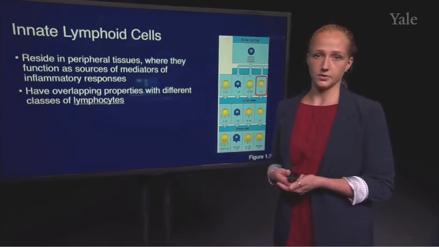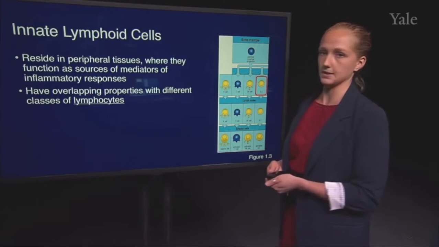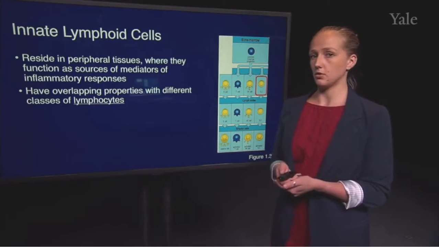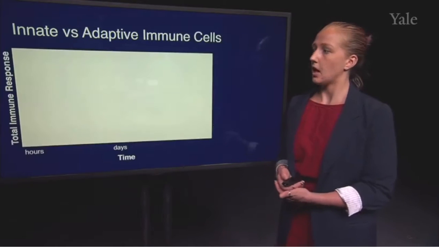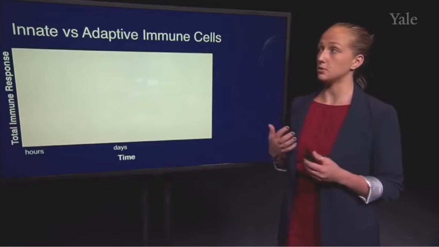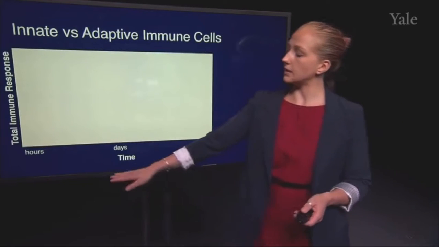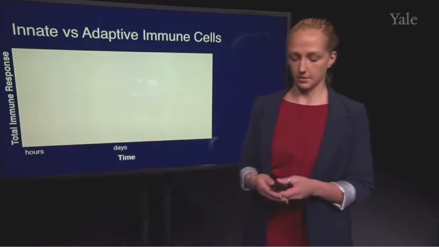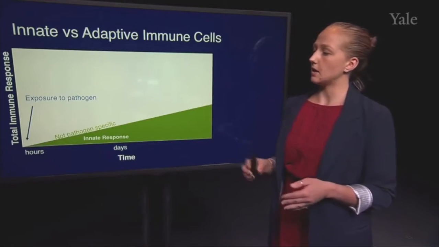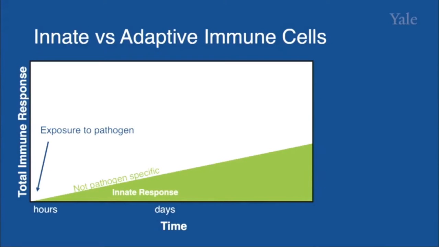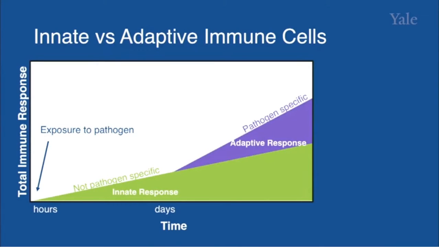Now, before we delve into the specific properties of lymphocytes or T and B cells, I want to go over and review a little bit of the difference between innate and adaptive immunity. Now, if we look at the immune response in general, plotted against time and the total immune response, after an exposure to a specific pathogen, there is a not pathogen-specific innate immune response that is launched against that pathogen. However, after a few days, there is the induction of a highly specific adaptive immune response.